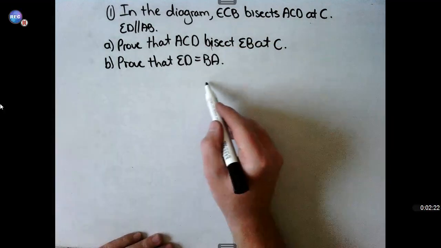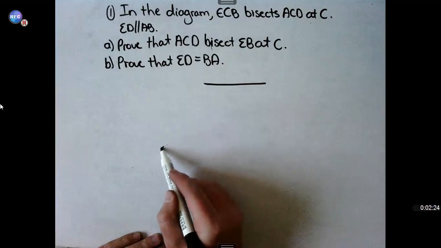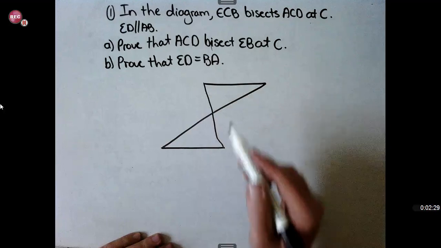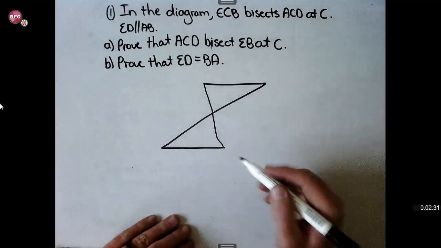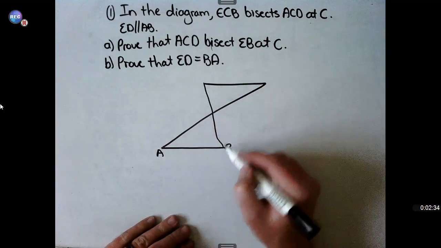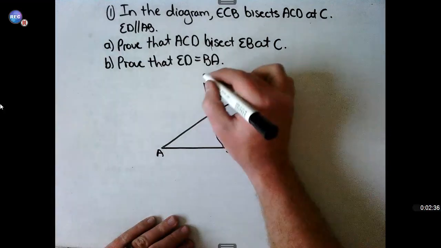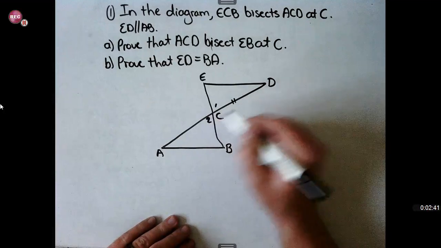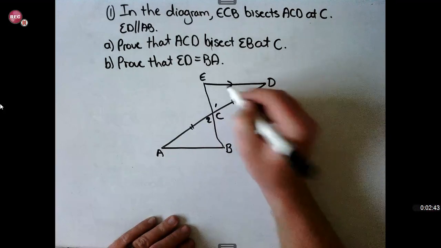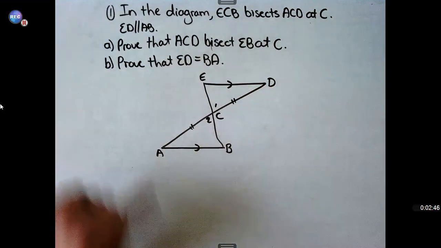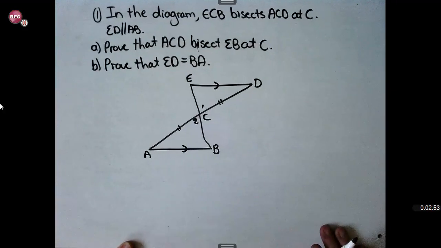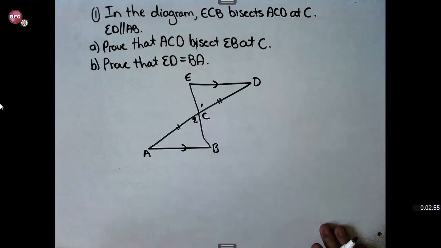The sketch that they give you looks as follows. And they label it accordingly. So A, B, C, D, and E. They also put 1 and 2, and they put these markings in. Obviously, they then show you that ED and AB are parallel to one another. So those are the 2 questions we're quickly going to look at with regards to this sketch.